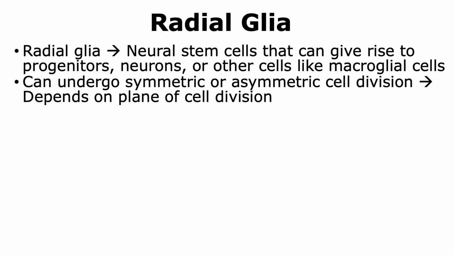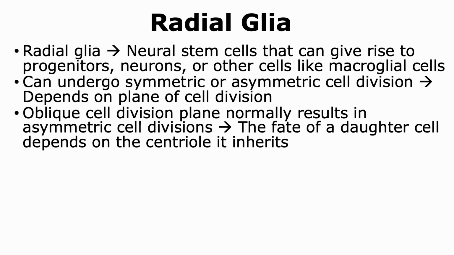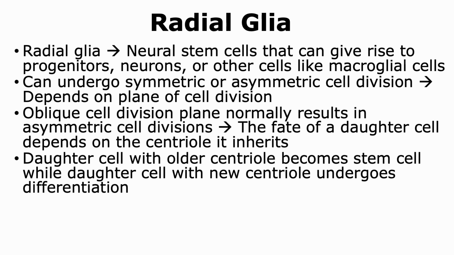Radial glia can undergo symmetric or asymmetric cell division, and the fate of the daughter cells depends on the plane of cell division. If the cell division occurs in an oblique plane, it normally results in an asymmetric cell division. The fate of the daughter cell in this regard depends on the centriole that it inherits. The daughter cells that inherit the older centriole become the stem cells, while the daughter cells with the new centriole begin the process of differentiation.